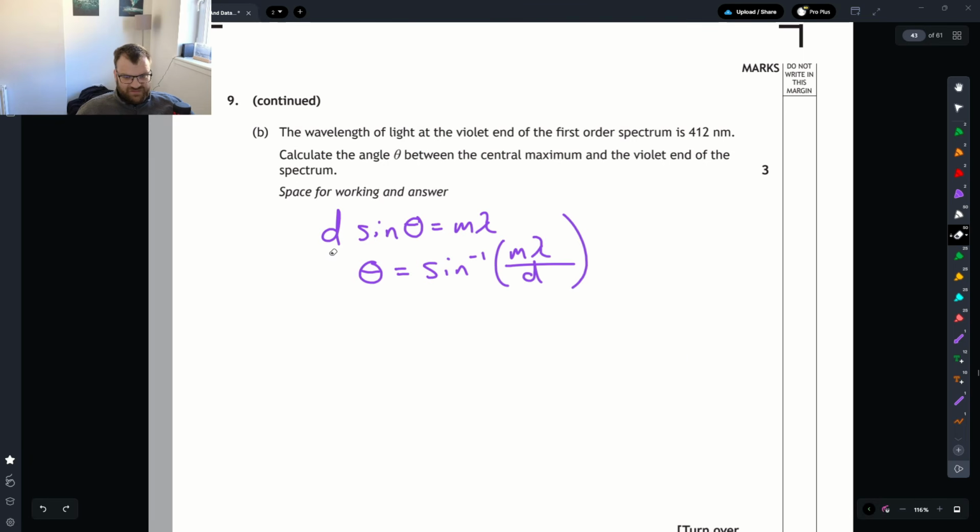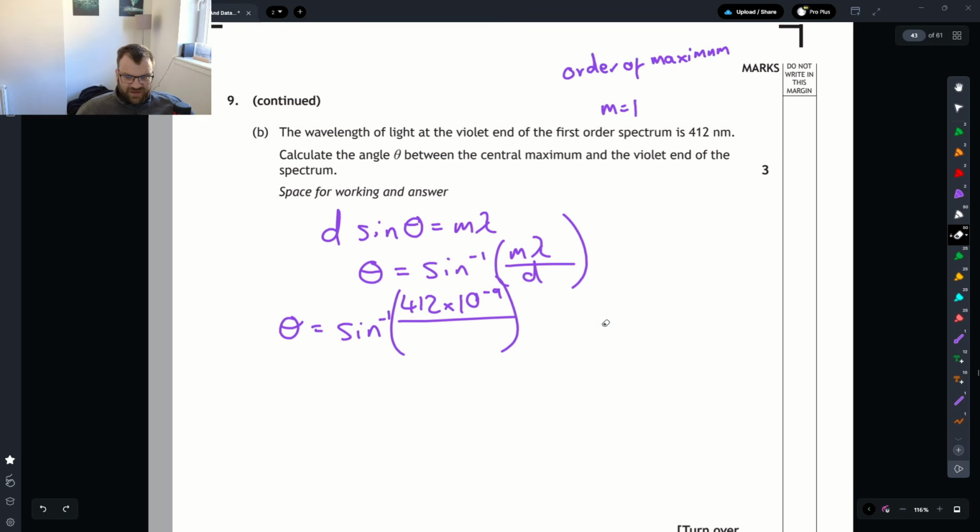We are trying to get what the angle is, so I've rearranged everything to get that by itself. Divide both sides by d, and then do sine to the minus 1 of that fraction. Plug in the numbers. Well, m, it's the first order maximum, so that's just a 1, so we can ignore it, basically. And then 412 times 10 to the -9, converting nanometers into meters.